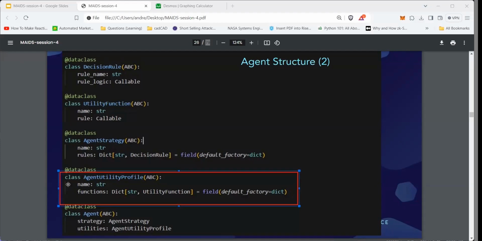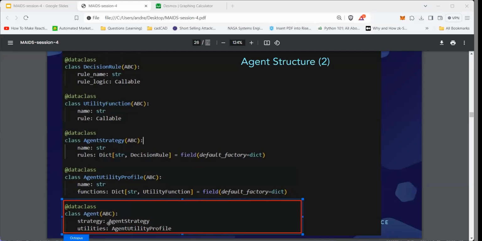The final piece here is the agent itself, which should probably have a name. Now that I'm looking at it, that would be useful information. It is a combination of the strategies and utilities, and again, all of this is being translated from the MAIDs framework so that we can translate some of those ideas.